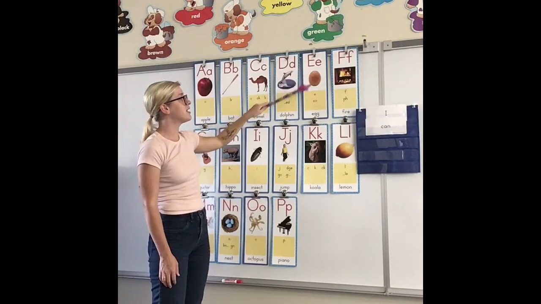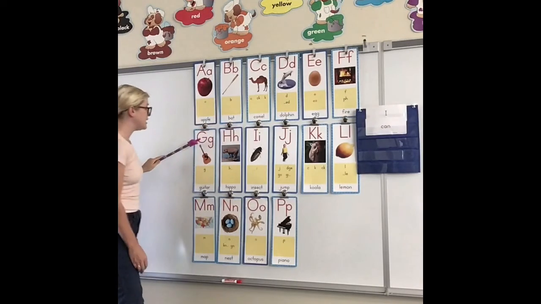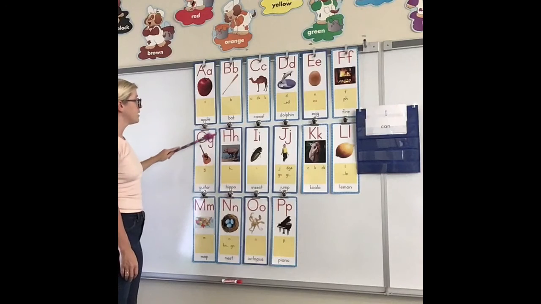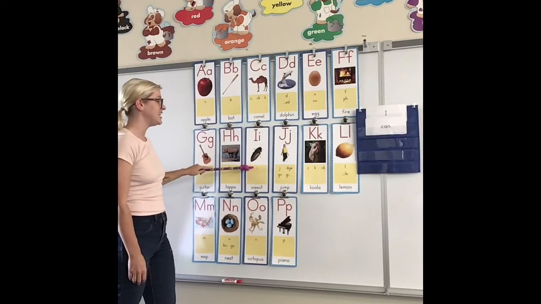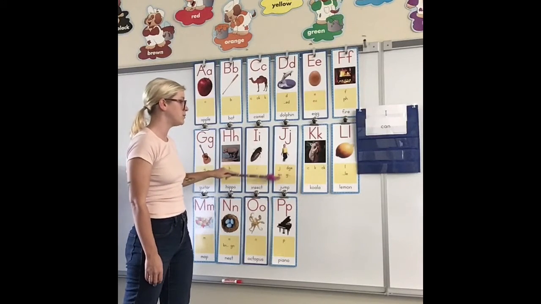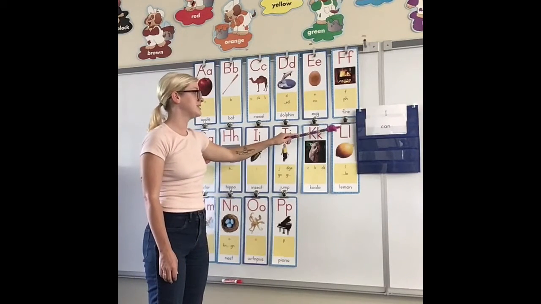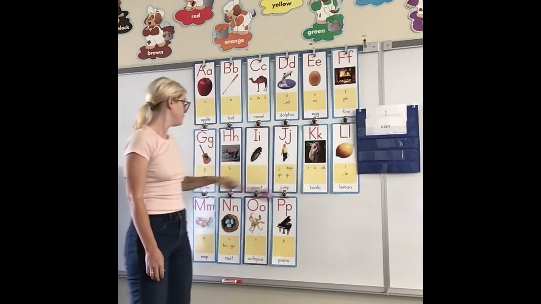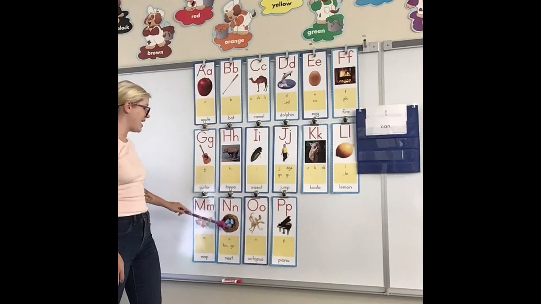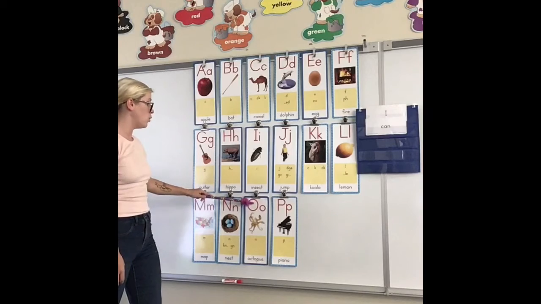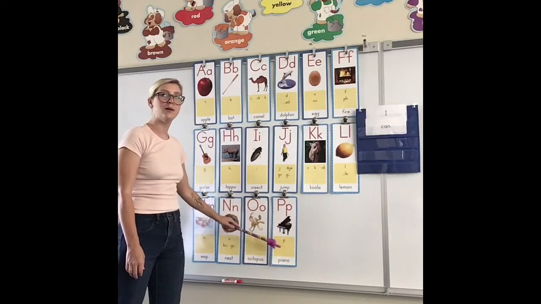E says egg, eh. F says fire, f. G says guitar, g. H says hippo, h. I says insect, i. J says jump, j. K says koala, k. L says lemon, l. M says map, m. N says nest, n. O says octopus, ah. P says piano, p.